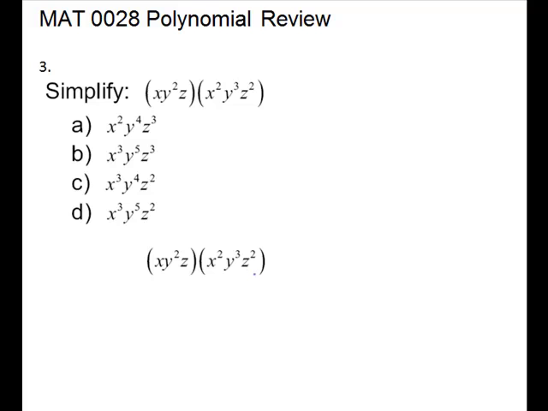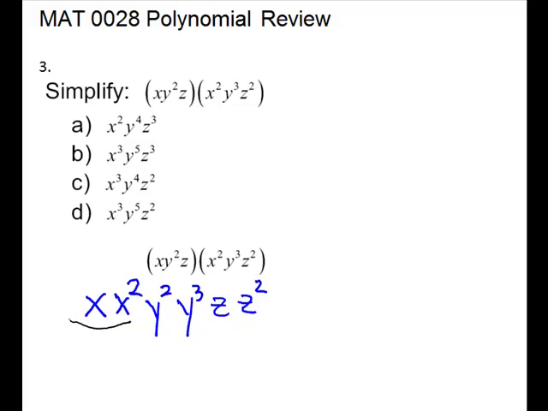So since this is all multiplication, we can rearrange if we like and pull the things that look alike together. So we have x and x squared. We have y squared and y cubed. And we have z and z squared.